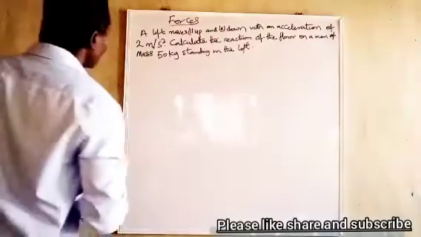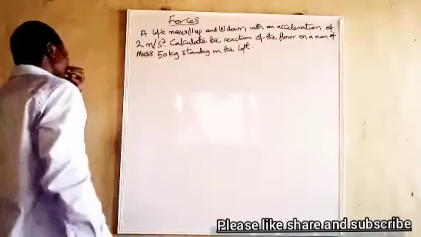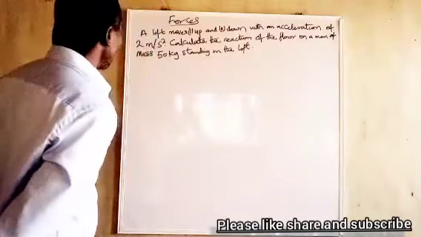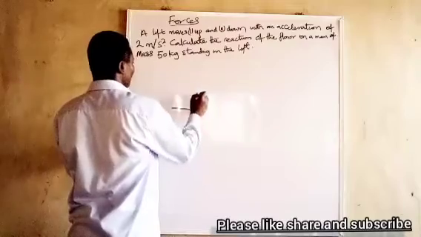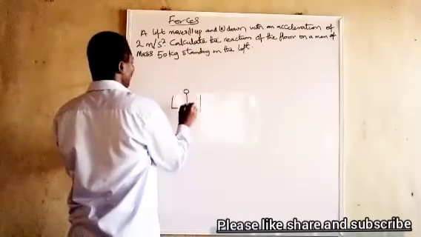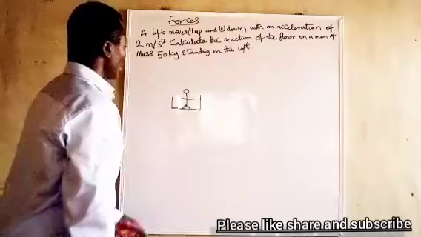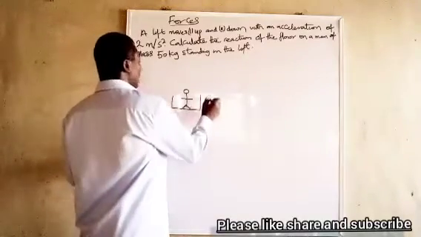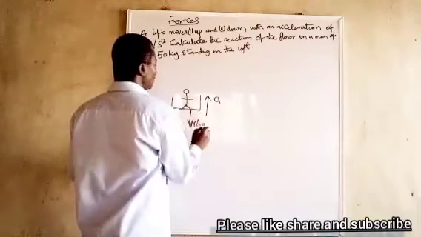A lift moves up and down with an acceleration of 2 meters per second squared. Calculate the reaction of the floor on the man of mass 50 kilograms standing in the lift. Let's look at it like this. This is the lift, and a man is standing on it like this. So he will have the same acceleration as the lift. Now, if this man moves up with acceleration a, he has his weight mg.